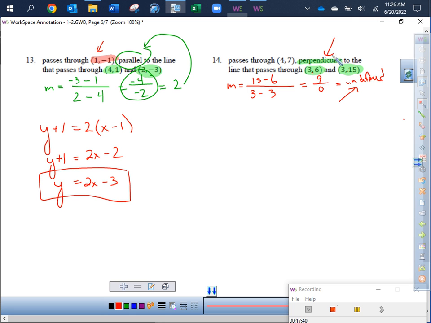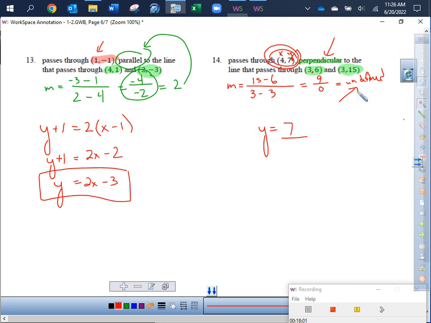Well, to be perpendicular to that, I need a horizontal line. And horizontal lines' equations are easy. They're just y equals some number right here. What number do you put? Well, what point are you going through? We're going through 4, 7. This is the x value. This is the y value. So shouldn't y equal 7, since that's the y value of the point we want to go through?